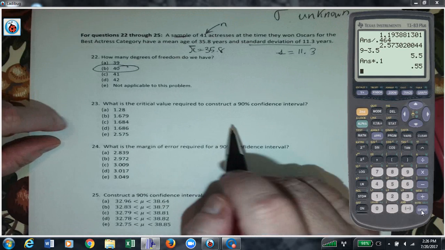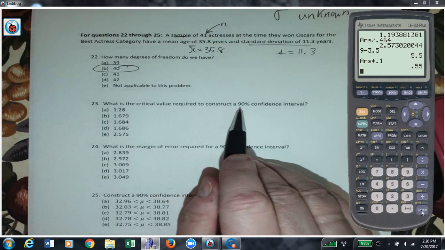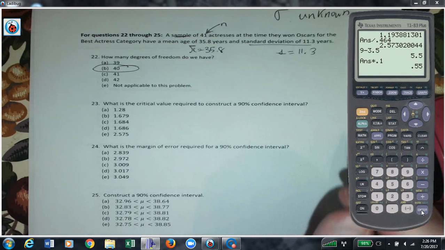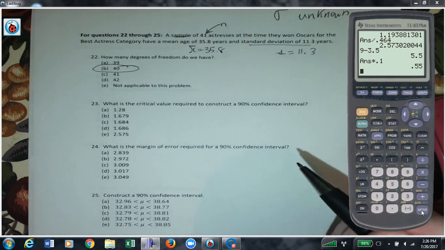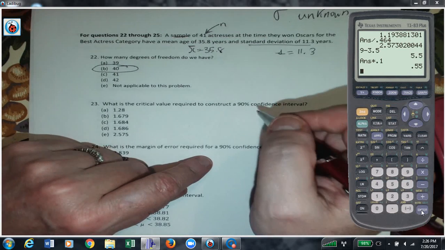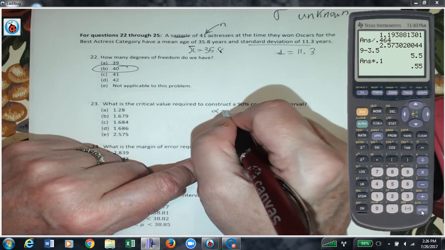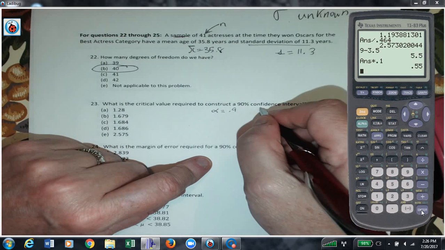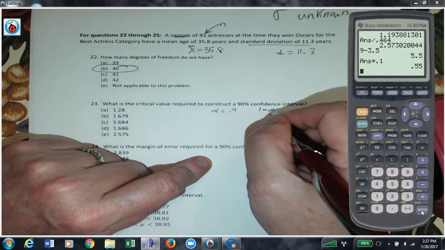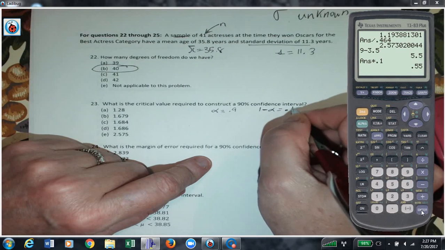What's the critical value required to construct a 90% confidence interval? Well, alpha is 0.9. 1 minus alpha is 0.1.